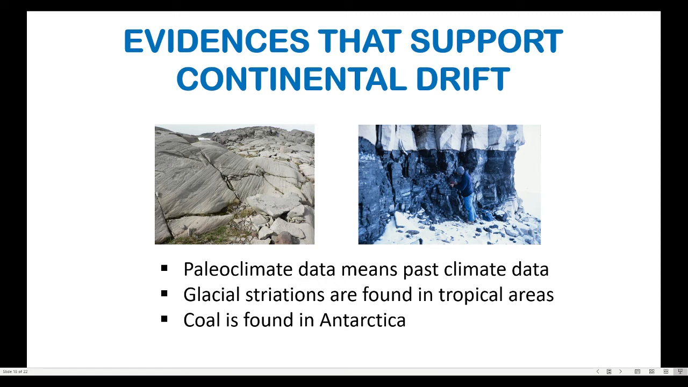So what does this mean? It means that the current location of these areas with glacial striations might be in a different location millions of years ago. Dahil meron silang glacial striations, possible that they have glaciers, and these glaciers will only form in areas that are nearer the poles. So, ibig sabihin, continents with glacial striations are located either farther down or farther up the Earth. Next, coal is found in Antarctica.